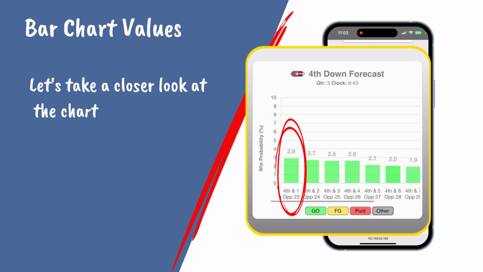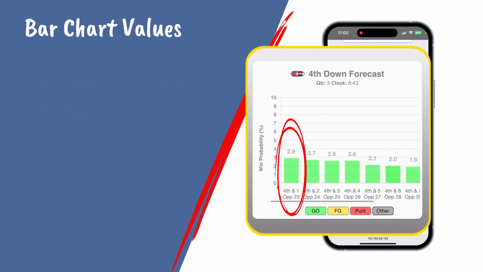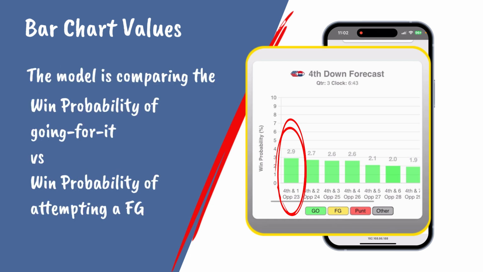And for the sake of this example, let's assume that when customizing this matchup, we set our field goal kicker's rating at 40+, making this field position within our kicker's range. So for this 4th and 1, the model's comparing going for it versus attempting a field goal. The 2.9 is the difference in win probability between these two options, and the green bar is telling us that going for it is our best option.